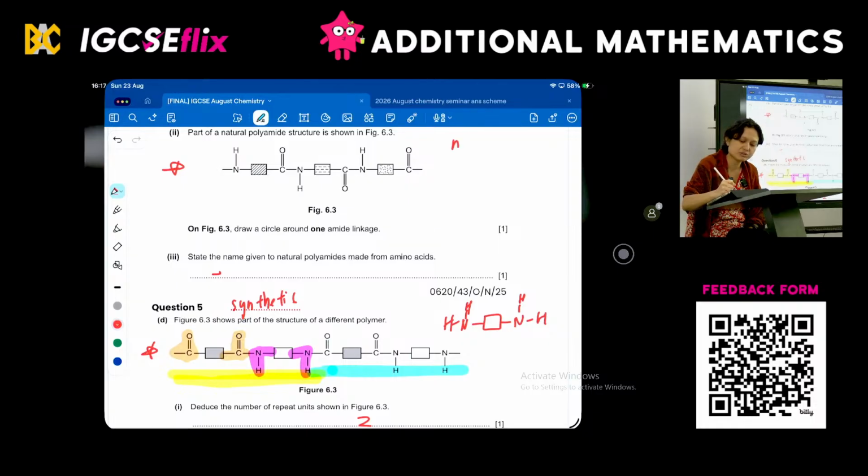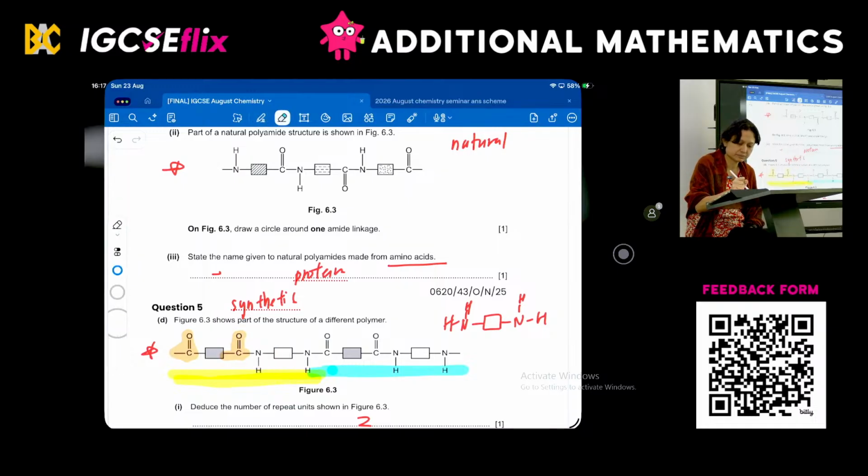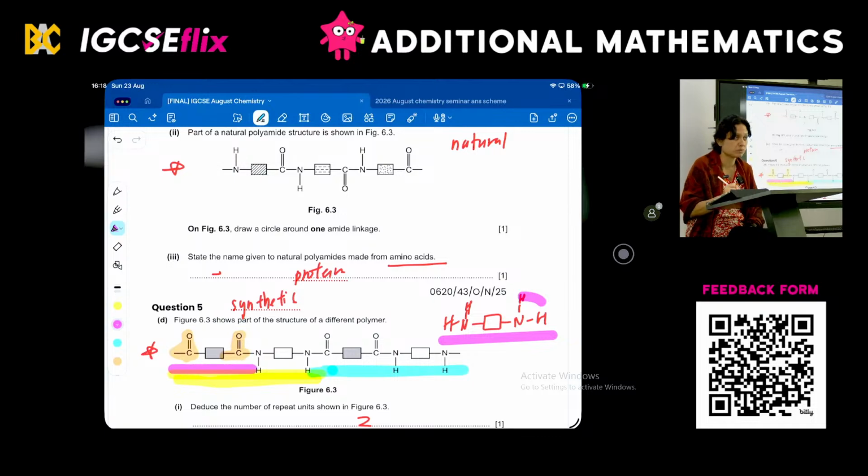This is natural. So natural is made from amino acids. Many amino acids join together to become protein. This one, right? Synthetic is this molecule. This molecule, the first monomer, has NH on both sides. See here, like that. NH on both sides. And then the other monomer is dicarboxylic acid, COOH on both sides.